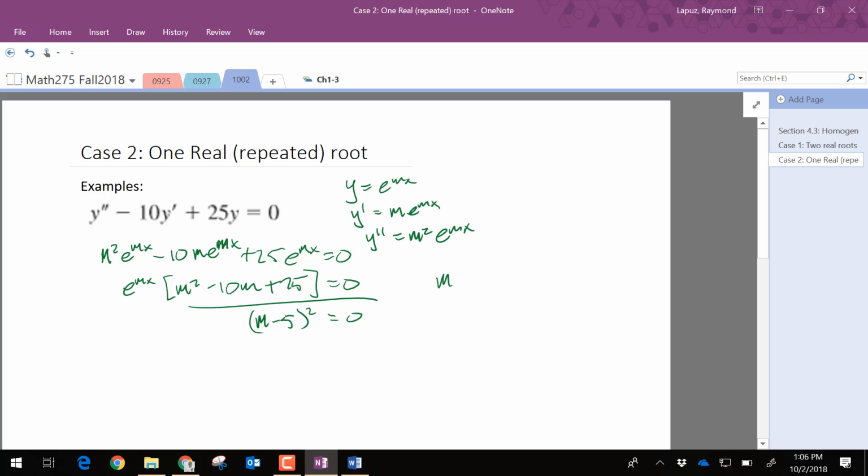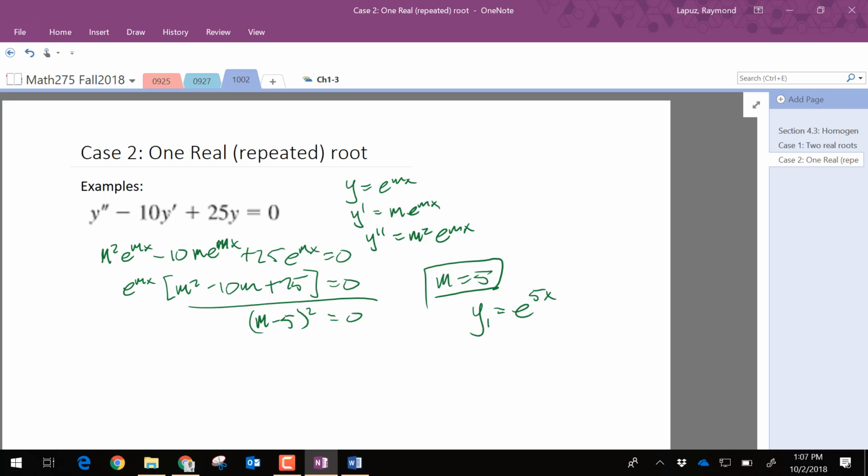So we got m is equal to 5, and we only have one solution, which is great. But this is a second order differential equation, so we're going to need the same number of solutions as the order of the differential equation. We need that many linearly independent solutions for our fundamental set.